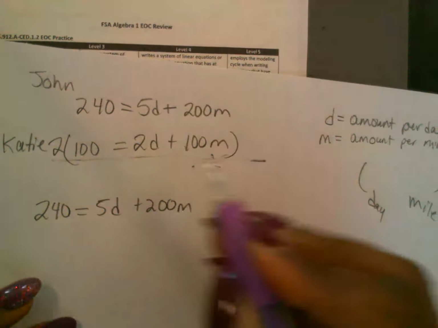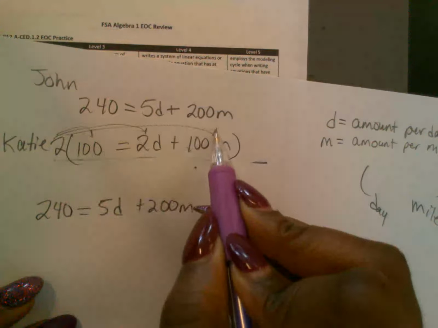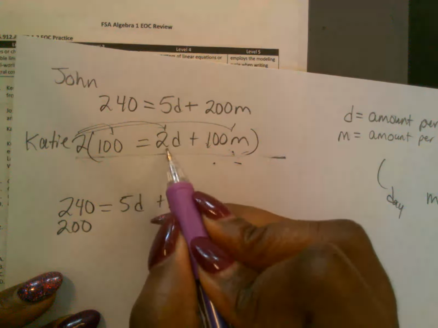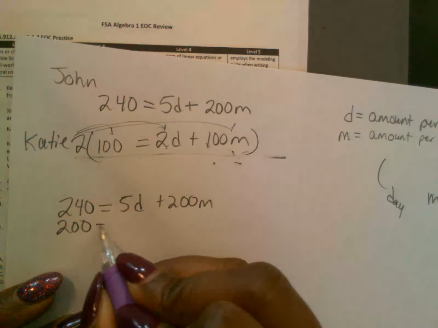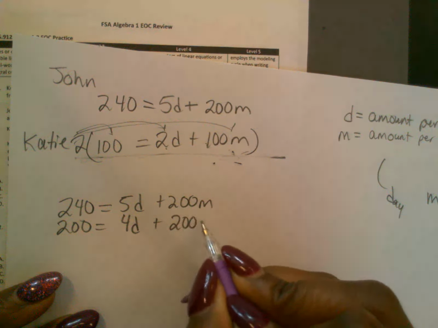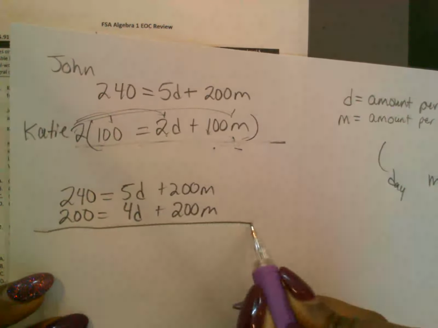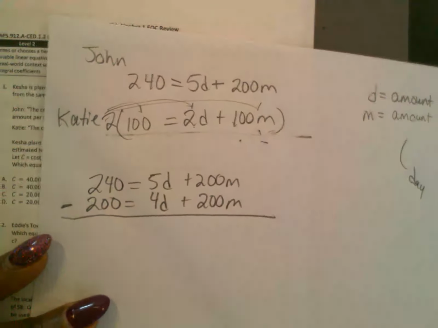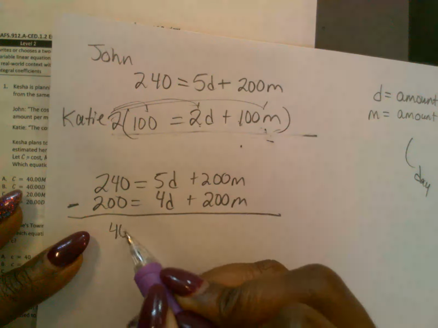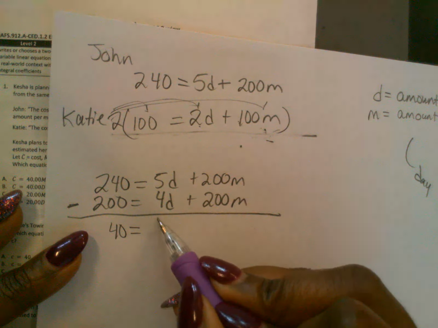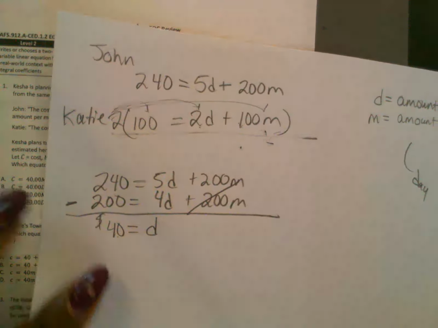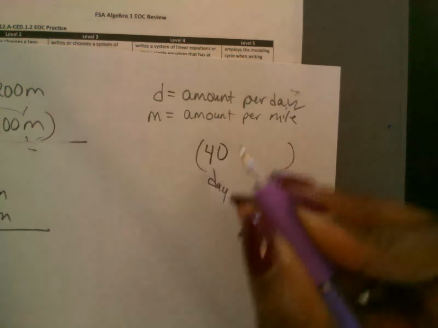Using the elimination method, I'm going to distribute and multiply everything by 2. So 2 times 100 is 200, 2 times 2D is 4D, and 2 times 100M is 200M. Now we can eliminate by subtracting, so we can eliminate the M's. When I subtract, this gives me 40, this gives me D, and this cancels out. So the amount per day is $40.